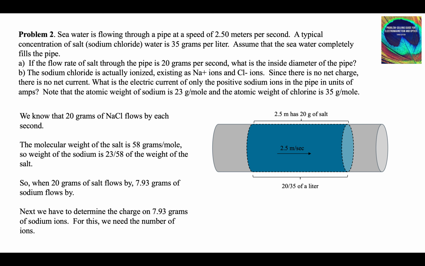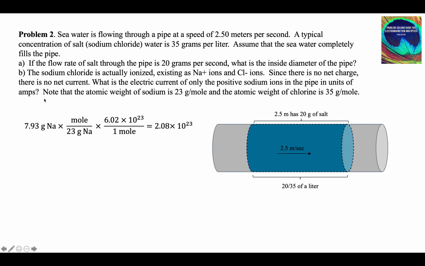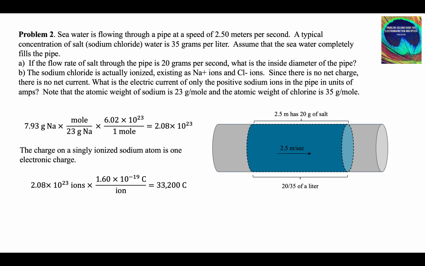And for this, we need the number of ions. So how many ions are there in 7.93 grams of sodium? The atomic weight of sodium is 23 grams per mole. We go from moles to number, and we get 2.08 times 10 to the 23rd sodium ions. The charge on a singly ionized sodium atom is the electronic charge, 1.6 times 10 to the minus 19th coulombs.